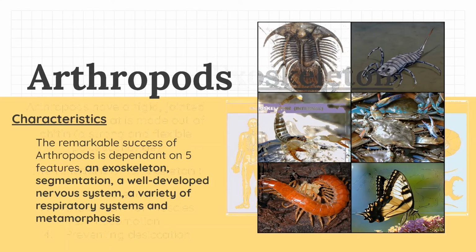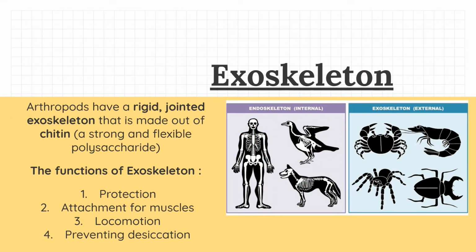Next, the exoskeleton. Arthropods have a rigid, jointed exoskeleton that is made out of chitin, which is a strong and flexible polysaccharide. The 4 main functions of the exoskeleton are: 1. Protection, 2. Attachment for muscles, 3. Locomotion, and 4. Preventing desiccation. Locomotion basically means mobility and motility for the animal to move from one place to another. Preventing desiccation basically means preventing the escape of moisture from the inner body of the animal.